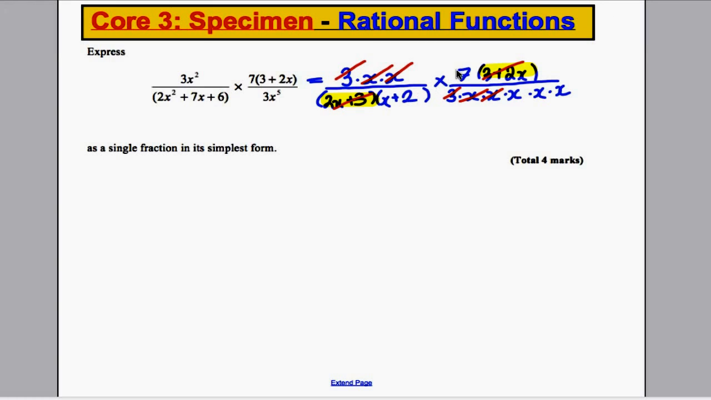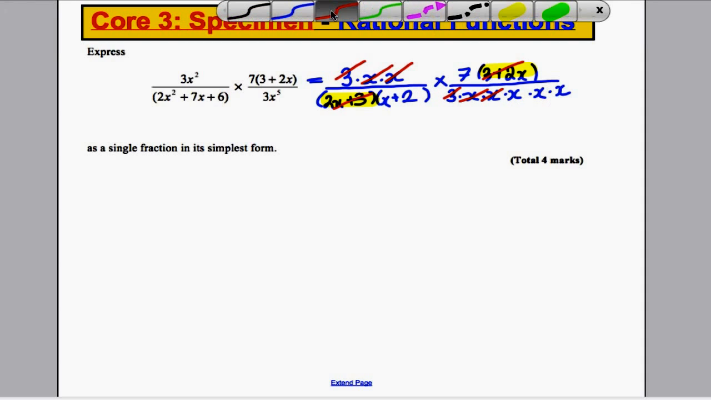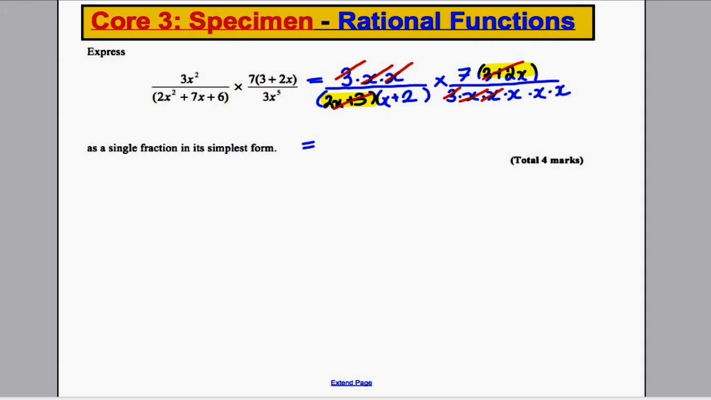What are we left with? 7, x plus 2, and x times x times x. So our final answer is therefore 7 over x plus 2, x times x times x is x cubed. We're done. Another very straightforward 4 marks. Next video, pause, have a go.